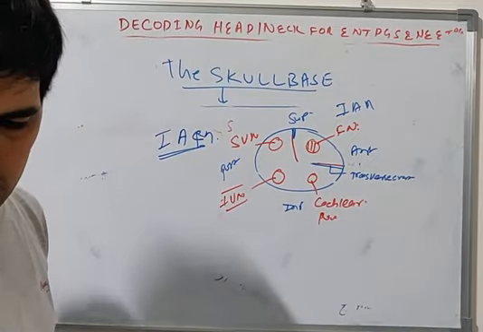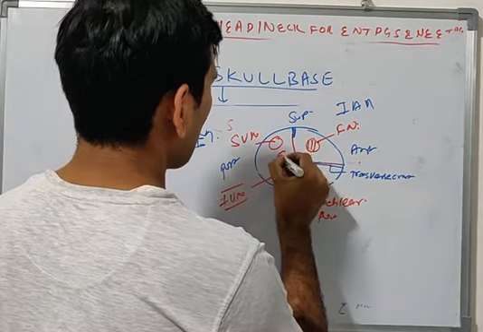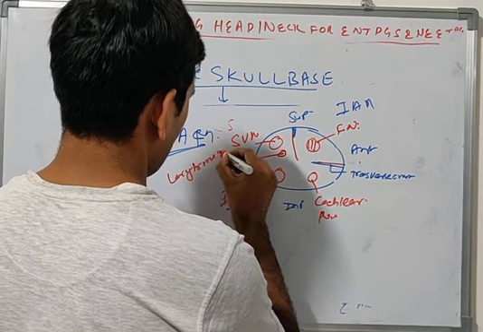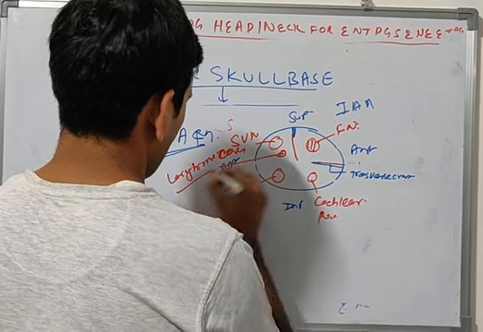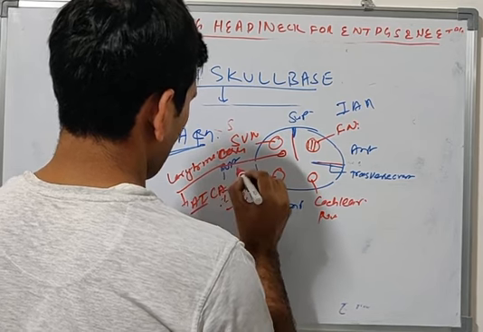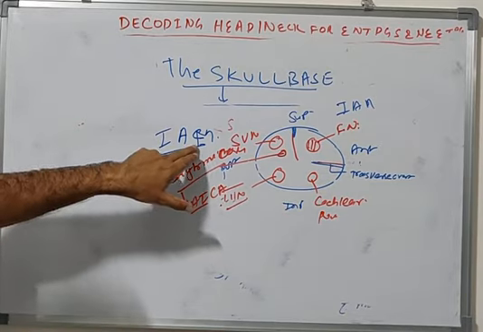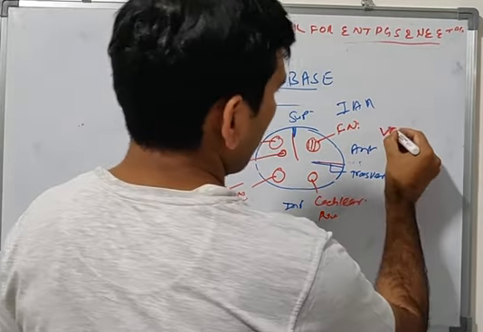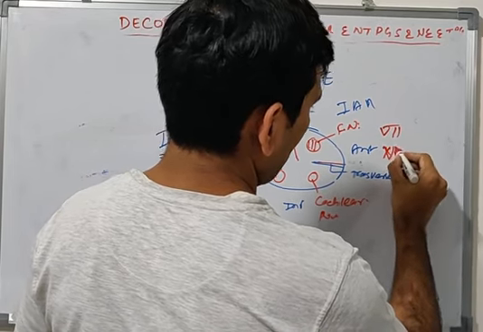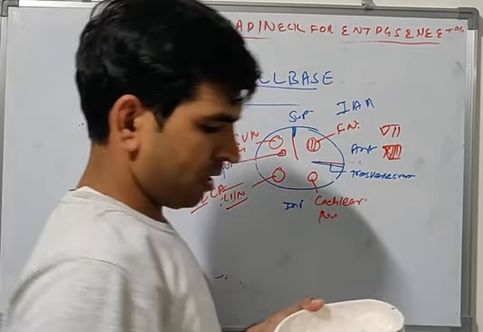And one artery passes through this, the labyrinthine artery. This is part of the anterior inferior cerebellar artery, a branch of the ICA system. So the structures passing through the internal acoustic meatus are mainly the seventh nerve, the eighth nerve, and the labyrinthine artery.